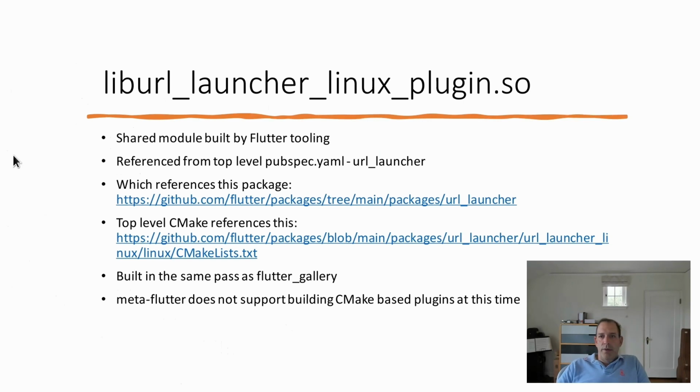The url_launcher_linux plugin. In the case of Gallery, this is a shared module built by the Flutter tooling, and it gets referenced from the top-level pubspec.yaml by the name of url_launcher, and it refers to this package. And the top-level CMake references this CMake file. So effectively it's doing add_subdirectory on the CMakeLists, or it's doing an include. I don't recall off the top of my head.